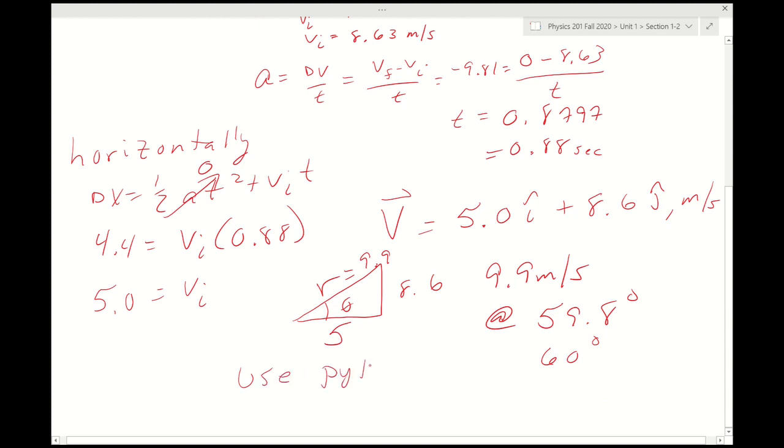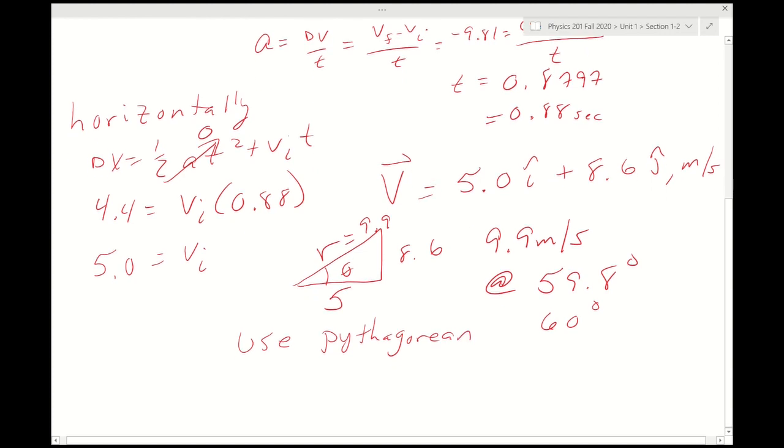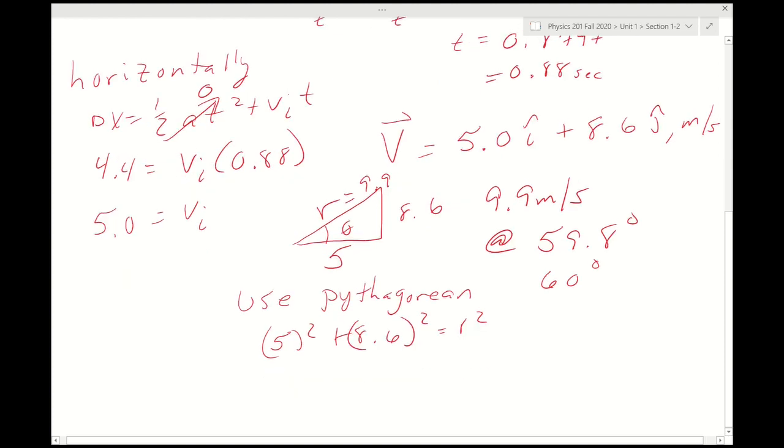Use Pythagorean. Five squared plus 8.6 squared is equal to r squared. And then for my angle, I use the arctangent of 8.6 over 5.